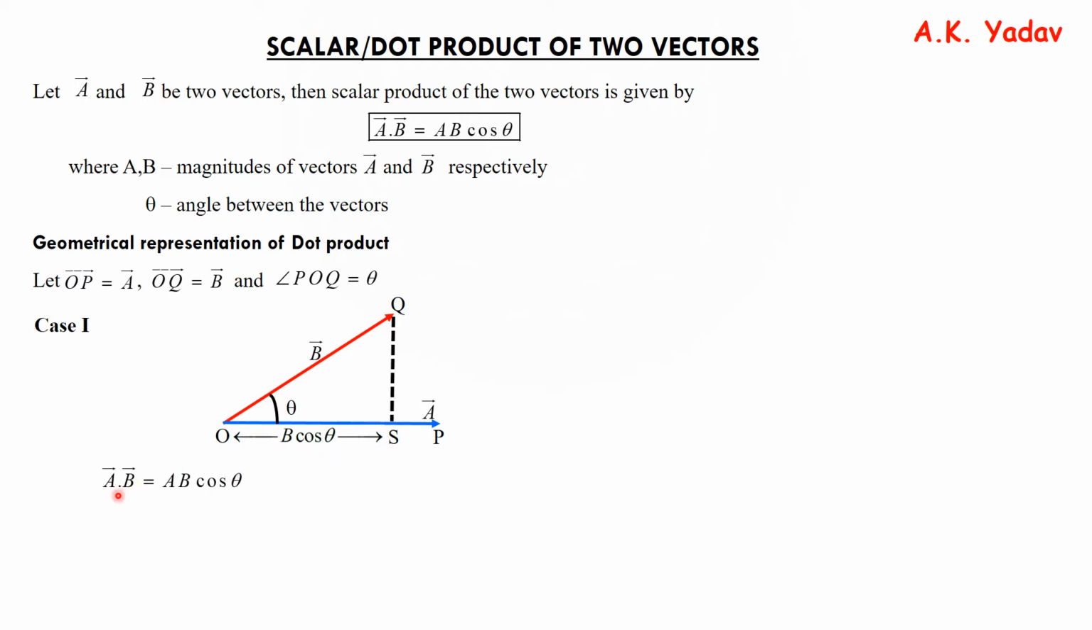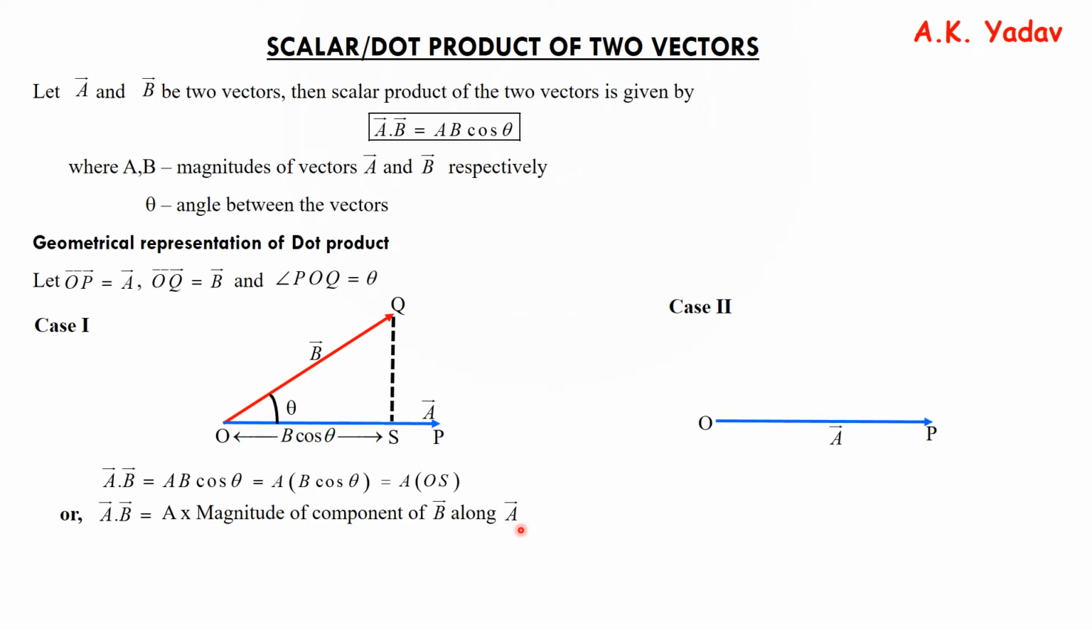Now what we know, A dot B is equal to AB cos theta, or can I write A into B cos theta? Now B cos theta is equal to OS. So can I write A into OS? Or can I say A dot B is equal to A into the magnitude of the component of vector B along vector A?